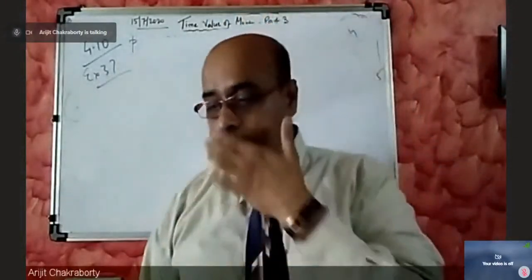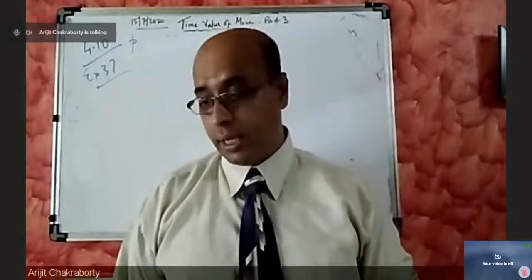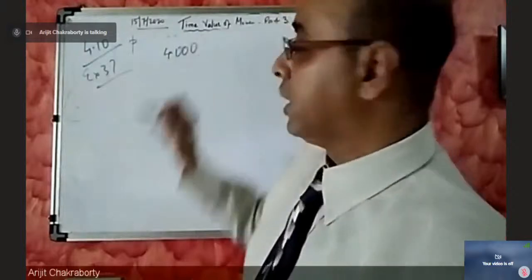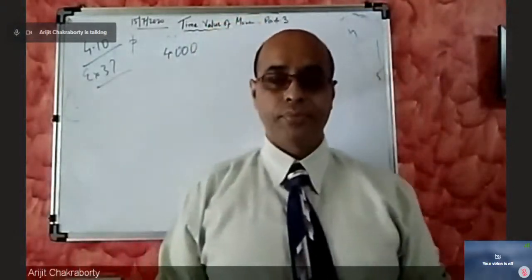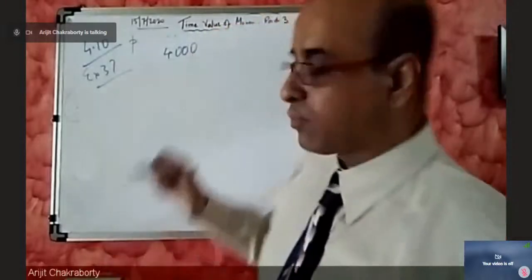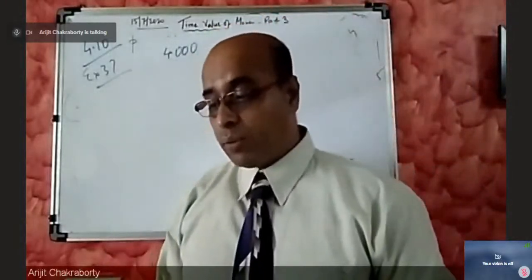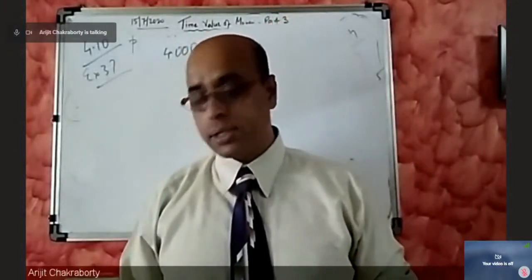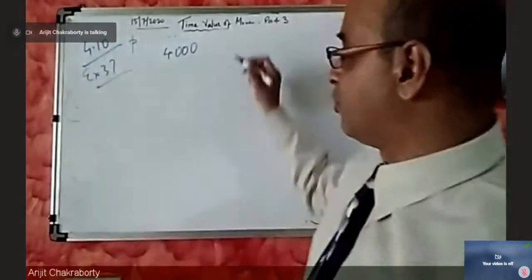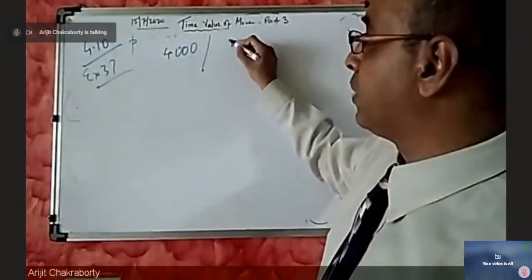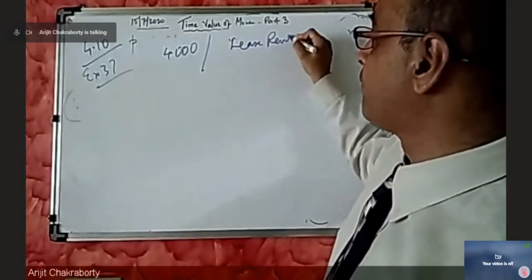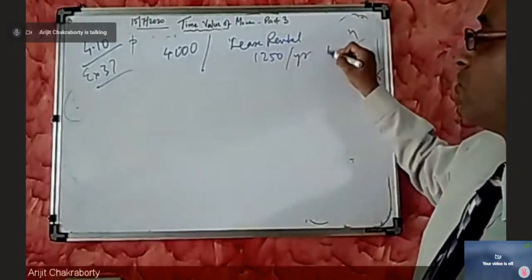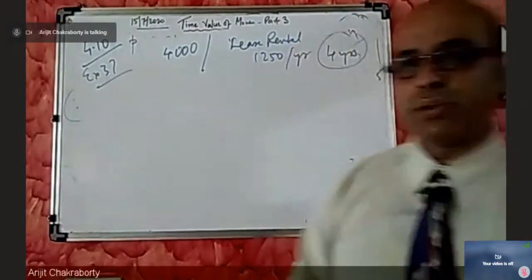A company is considering a proposal of purchasing a machine either by making a full payment of rupees 4,000. So now here the company becomes the purchaser. They either want to buy the machine at 4,000 rupees or they want to lease it for 4 years by paying an annual lease rental of 1,250. So either they buy it or they pay a lease rental of 1250 rupees per year for 4 years. Fine.